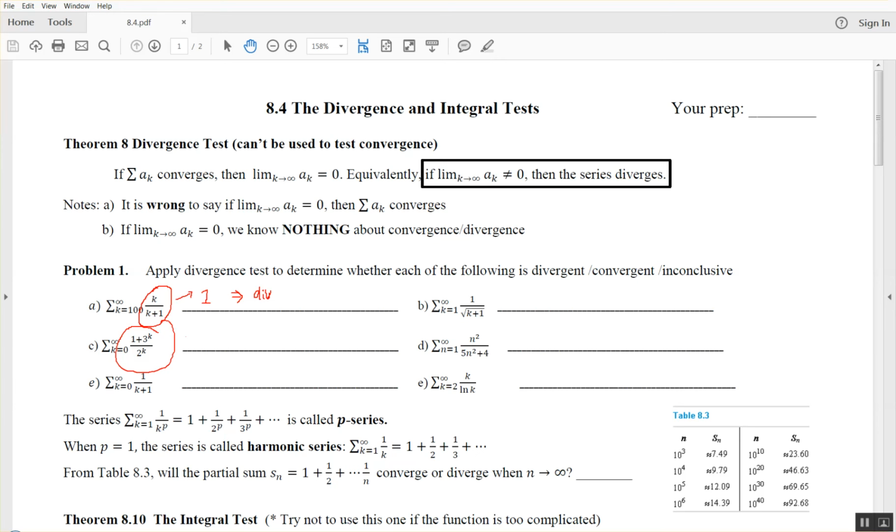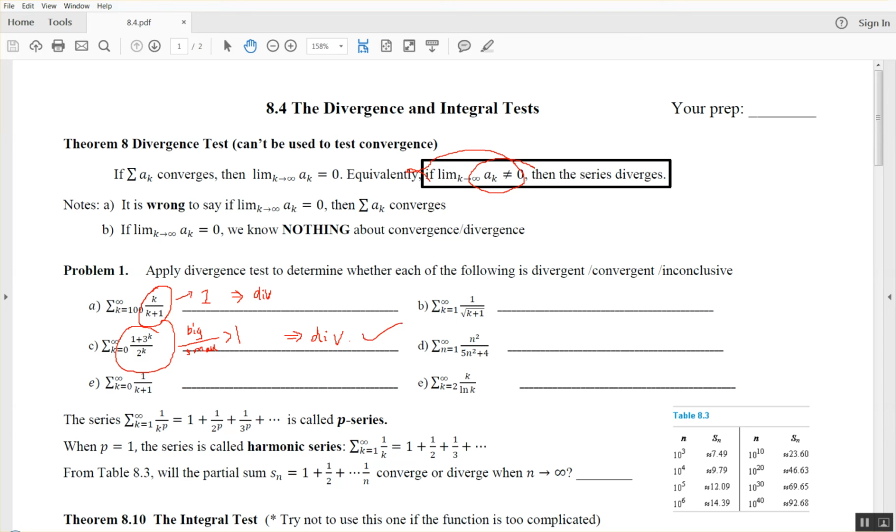And let's look at this one here. The top is 1 plus 3 to the k, and the bottom is 2 to the k. You do see that the top is bigger and the bottom, which is the denominator, is smaller, which means the ratio is greater than 1. The limit is greater than 1, so it is not 0, and as long as the limit is not 0, the series will diverge. Therefore, we can conclude that the second one diverges.